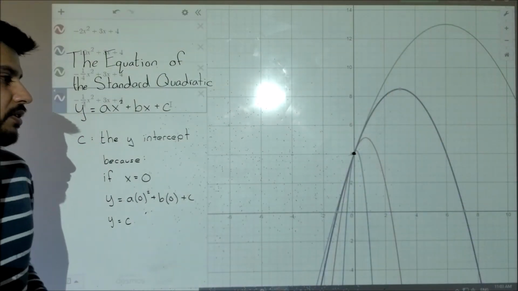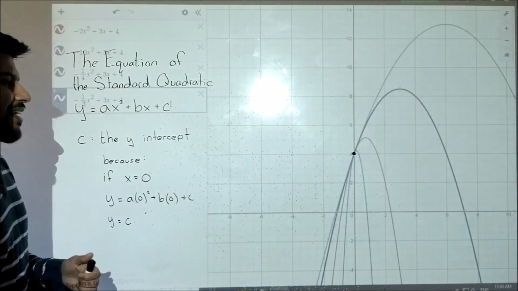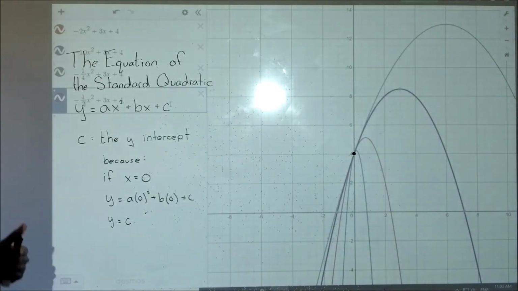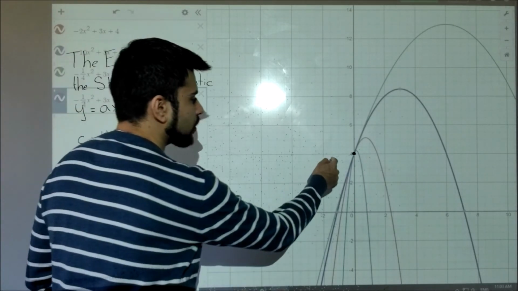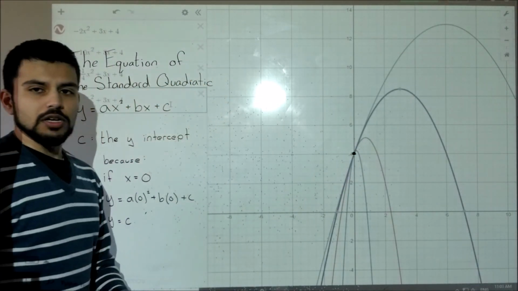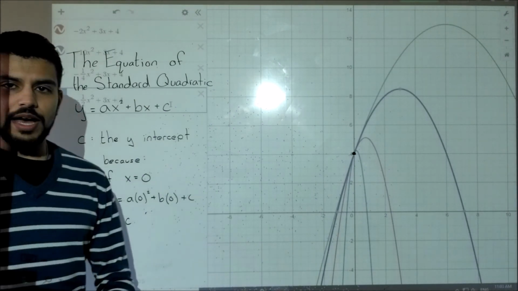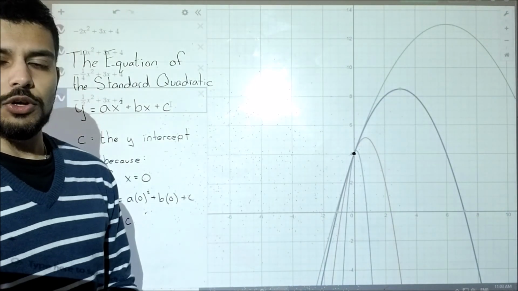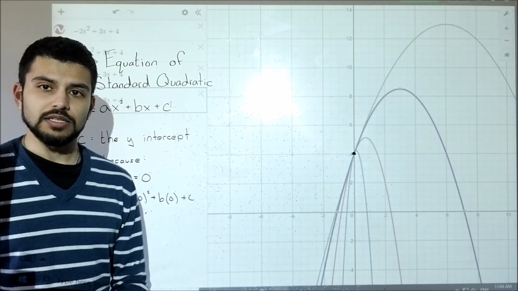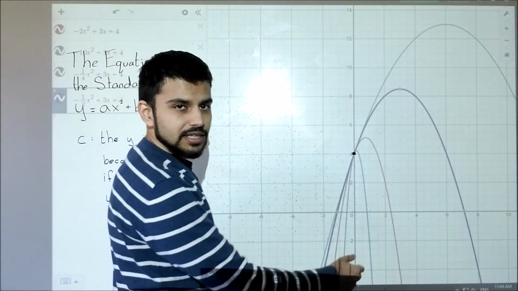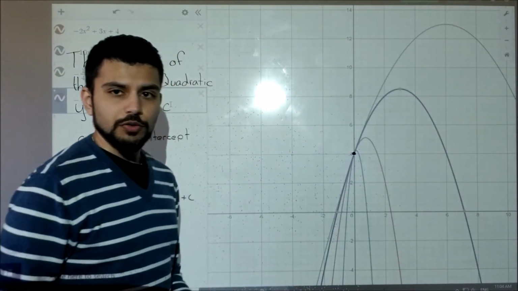On these graphs, you can see that, no pun intended, because it's the exact same graph over and over again. I've just changed the a value, so they all have the same c value, and they all cross over at positive 4. So I'm going to leave you with that for the equation, and in the next video I'm going to show you how you can calculate the axis of symmetry, and that's the line that tells us how to split a graph perfectly in half.